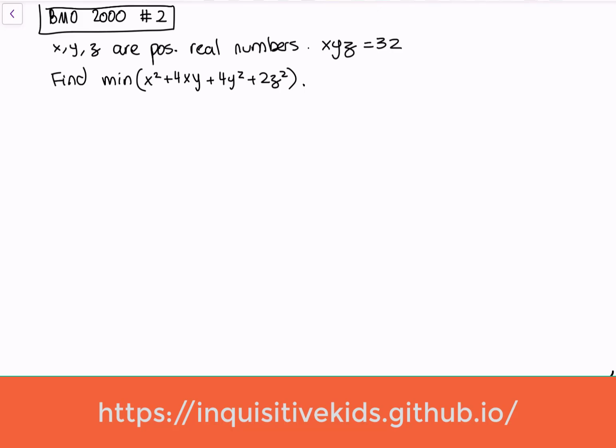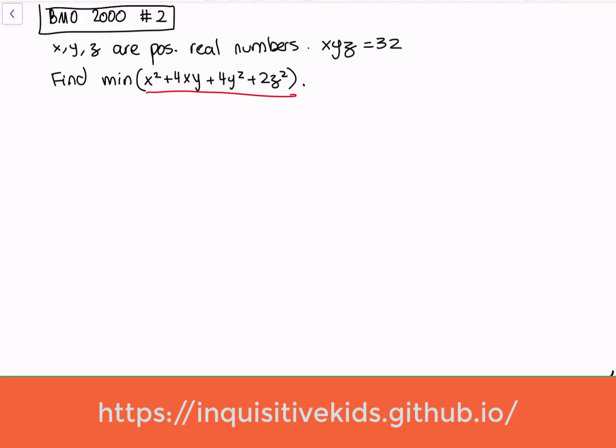Now we have a problem from the 2000 British Math Olympiad that uses the AM-GM inequality. Here, we're going to try to find the minimum value of this sum. When we look at the sum and directly try to apply the AM-GM inequality, it doesn't really work because we cannot produce a constant as the bound.